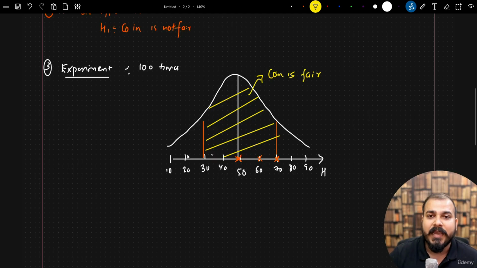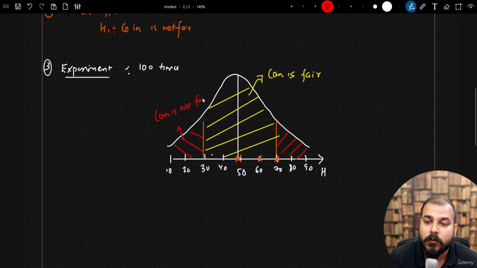Now, if I do the number of tosses and I land in this region or in this region, I will say the coin is not fair. Coin is not fair, and coin is not fair. Now, how do we define this confidence interval?